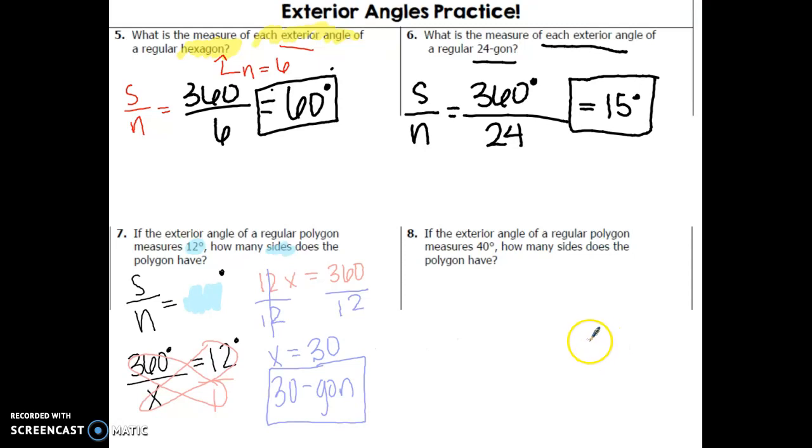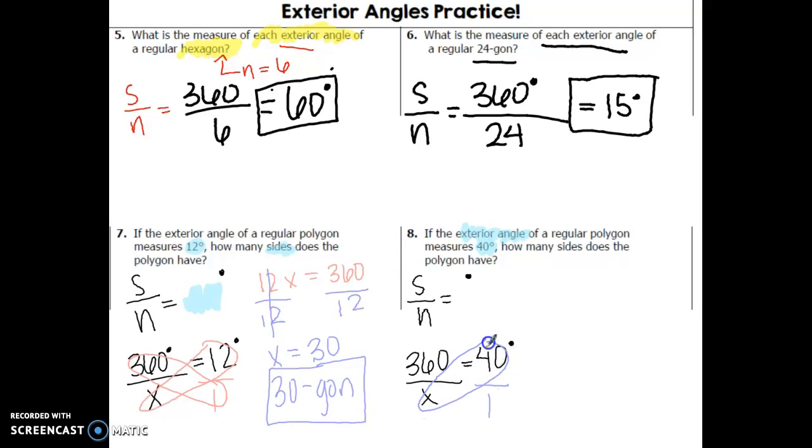Number 8, it's going to work the exact same way because we are talking exterior angle. And it does measure 40 degrees. So we're going to set it up the exact same way. So we would say s over n equals a blank number of degrees. We do know the sum of exterior angles, that is 360. We don't know how many sides it has, but we do know that each of them individually measures 40 degrees. So I'm going to put that over 1.